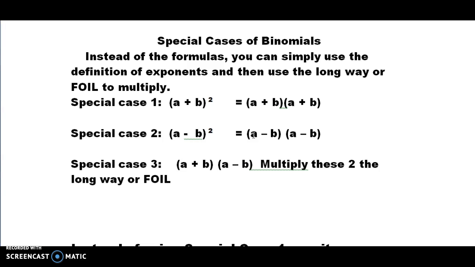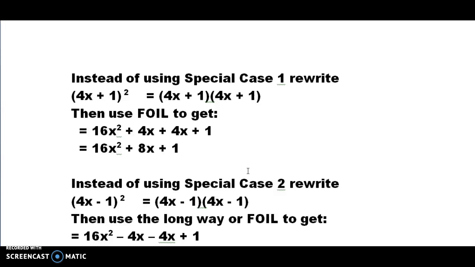So where we have the special case of a plus b, the quantity squared, you can just write it as a plus b times a plus b. The special case of a minus b, the quantity squared, can be written as a minus b times a minus b. And then the third special case of a plus b times a minus b, rather than remembering what the formula is, you can just multiply those the long way, which we're going to do in a few minutes, or the FOIL method. Any of those ways are equally easy.